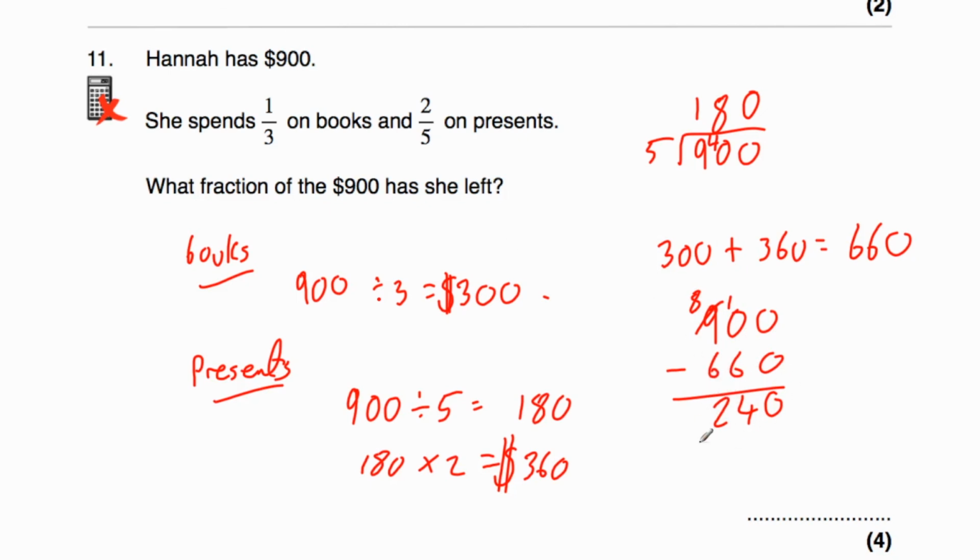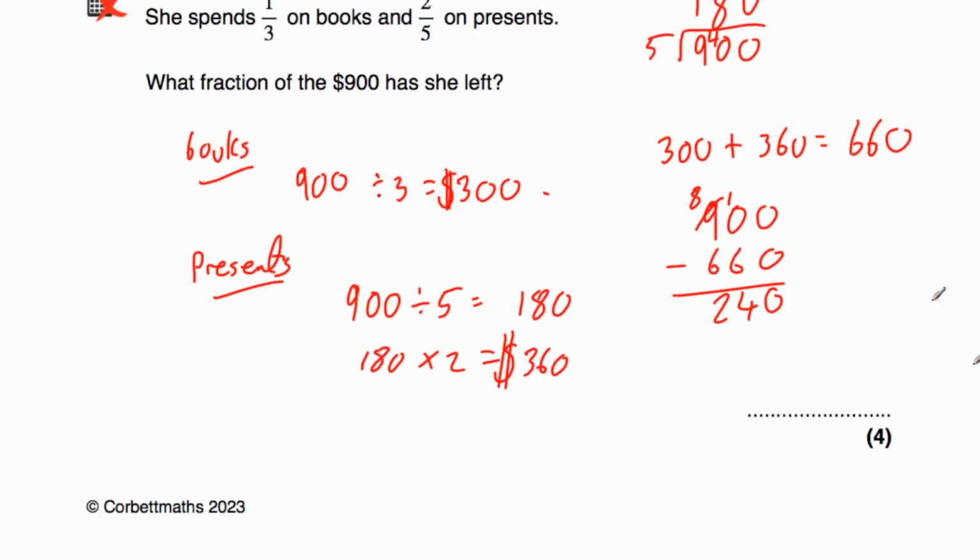Now the question didn't ask us how much money she has left. The question asked us what fraction of the $900 does she have left. So that means, because she had $900 to begin with, the denominator would be 900, and then she's got $240 left, so the fraction of the money she's got left is 240 900ths.